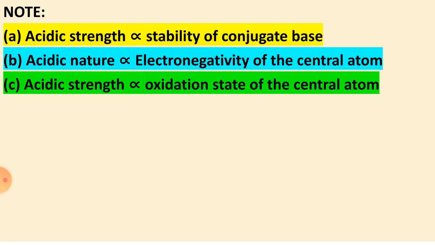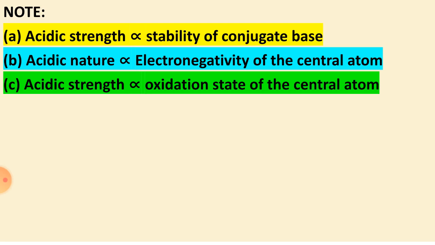So that's why I told you that due to resonance the dispersal of charge takes place. That means it decreases the charge and hence increases the stability. So the more resonating structures, the more will be the stability of the conjugate base. That's why HClO4 is a stronger acid than HClO3. In this way you can find the stability of the conjugate base and also the acidic strength.